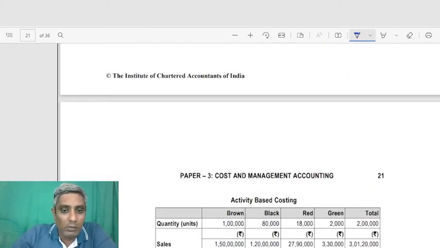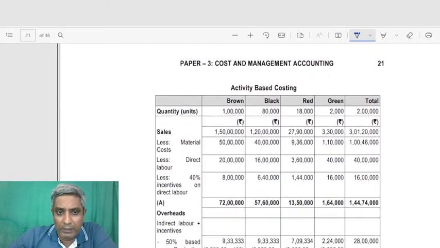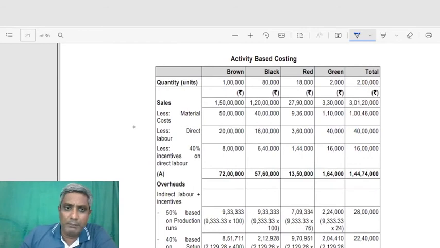Great, students. Now activity based costing: the number of units is already given, sales data, selling price is given, less material cost, less direct labor. These are all easy, and the 40% incentive on direct labor is directly applied, very easy to do. So your total sales and your prime cost are adjusted here. Am I clear? Great. Now the overheads.